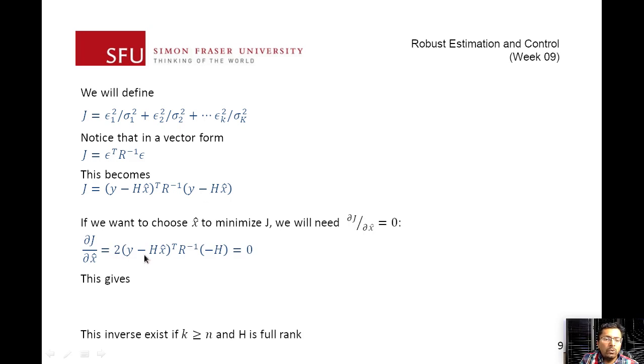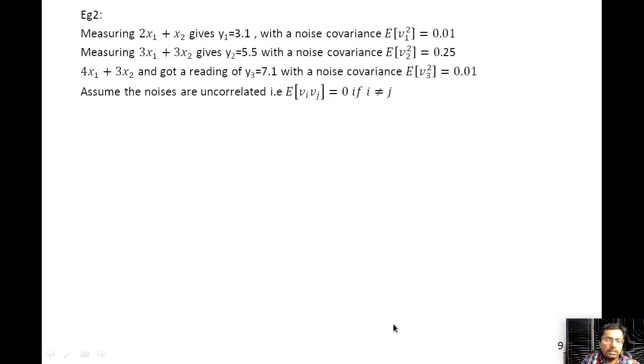If I do that, I get 2 times (y minus h x hat) transpose R inverse times minus h equal to 0. So we multiply that out, factor for x hat, and then x hat would be equal to (h transpose R inverse h) the whole inverse, times h transpose R inverse times y. Again, if I put R equal to I, I get back the previous least squares. So again, we need this term h transpose R inverse h to be full rank for this to work.